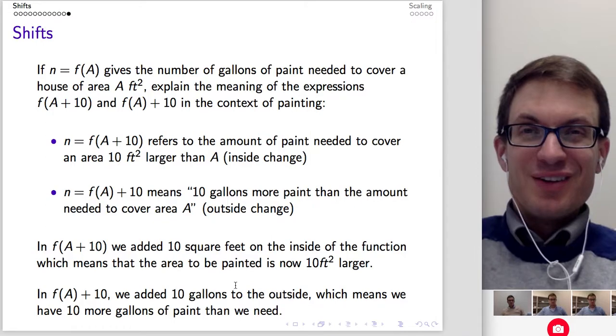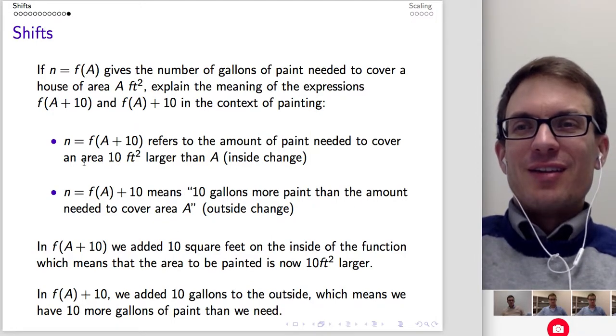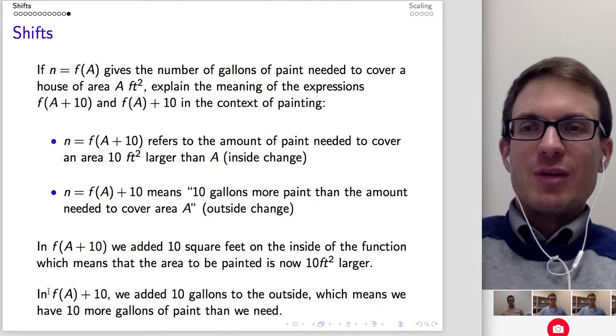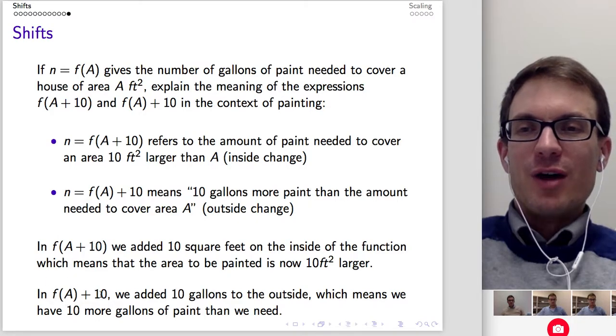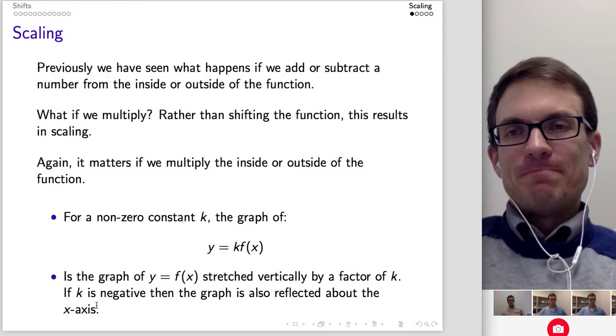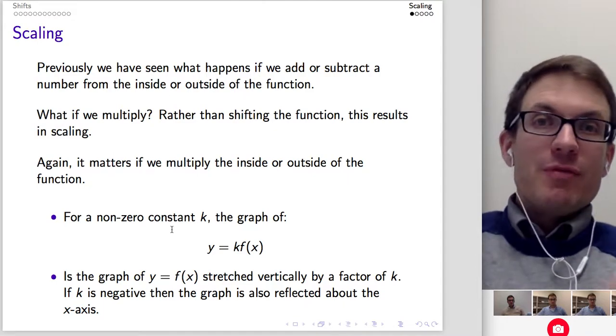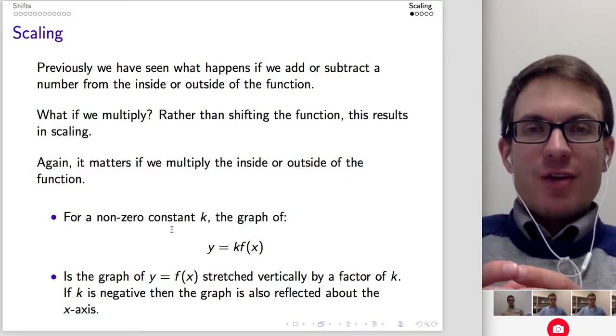Why more than we need? Well, our area is A. So we have extra because this is how many we'd need. F of A is the gallons actually that we want, and we've got an additional 10.